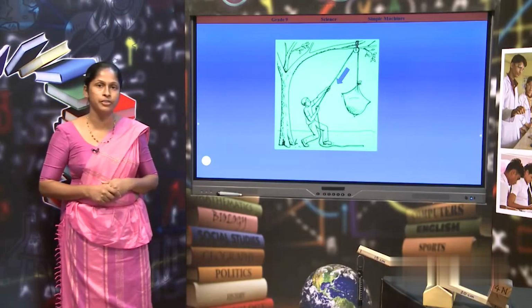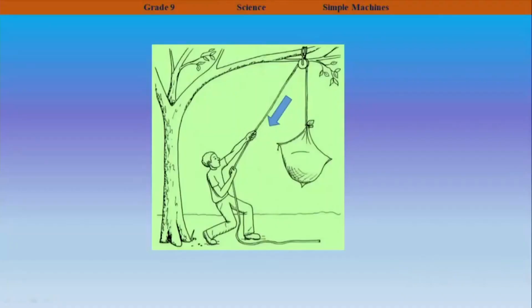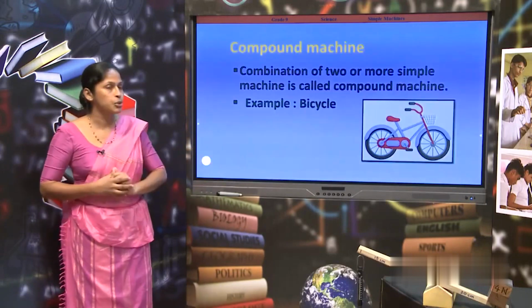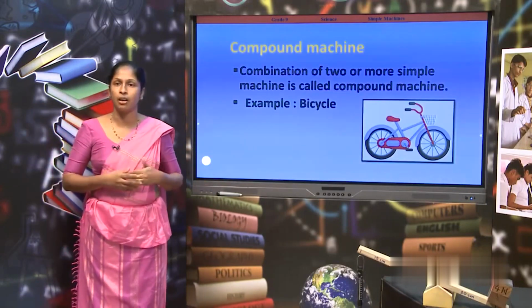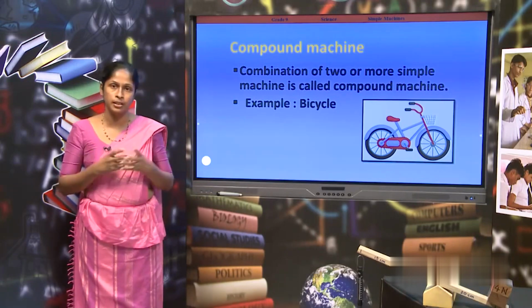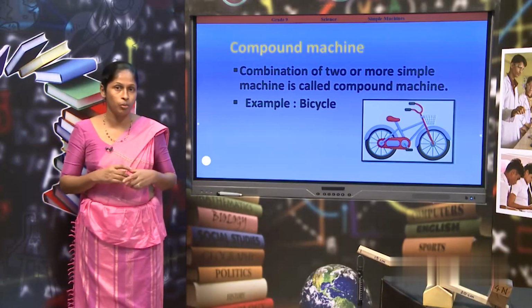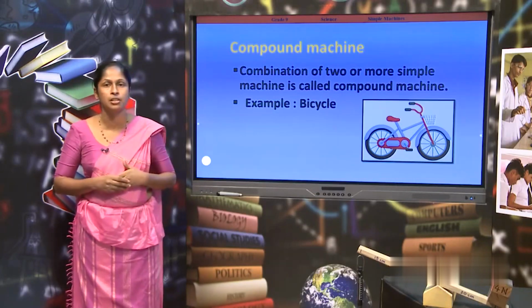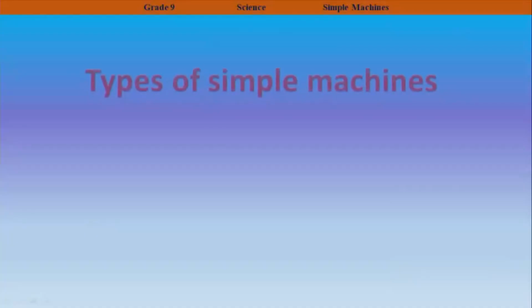Now let us look at the next one. The child is lifting a heavy weight by exerting the force downwards. It is much easier to exert a force downwards than to lift it upwards. This way the machines make our day-to-day work easier. Finally, simple machines collected together form a compound machine. Every day we are using these machines for various purposes.